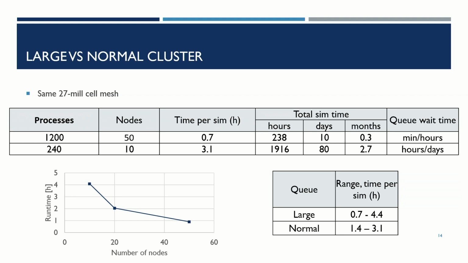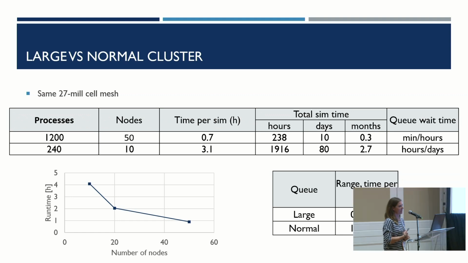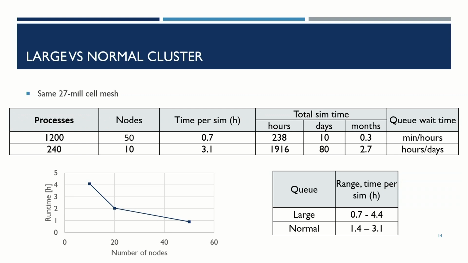So, very panicked, I emailed Charles: please can I have access to the large queue? Otherwise I'm not going to make my deadlines. So I'm really, really grateful that they gave me access to the large queue, which gave me access to 50 nodes. And that brought my computation time down to 10 days, which was very useful. Otherwise, I would still be doing CFD today.